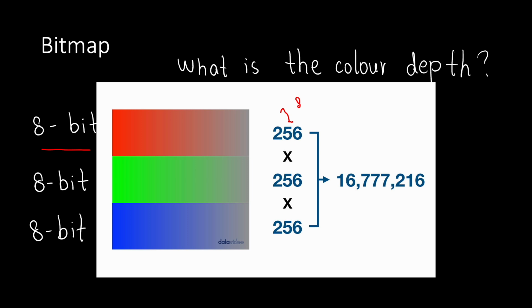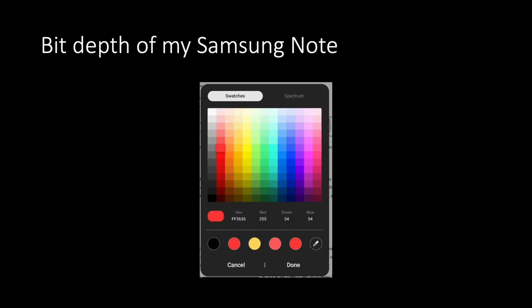Well, if your answer is 24, I would say well done, because each individual pixel is made of 8 bits of red, 8 bits of green, and 8 bits of blue. So 8 plus 8 plus 8 is equal to 24. So the color depth of this image is 24-bit.